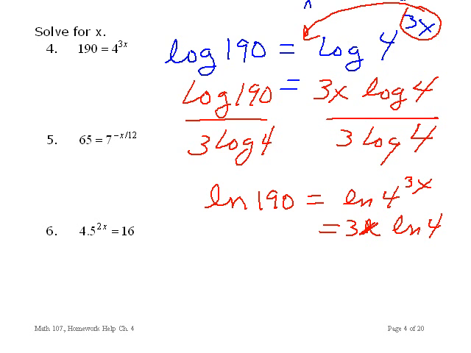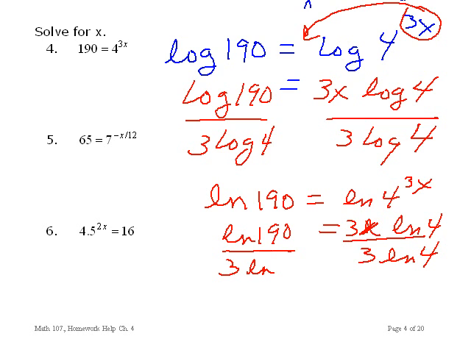3x ln 4 = natural log of 190. Now you have to divide by 3 times the natural log of 4 on both sides. And there you go, you'll get your x. You see, it doesn't matter what you use as long as you're consistent.